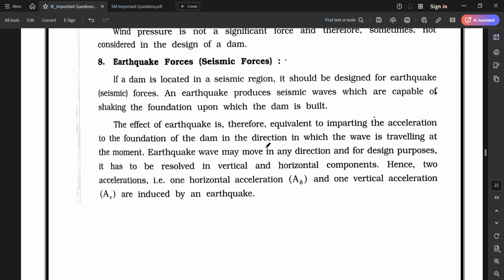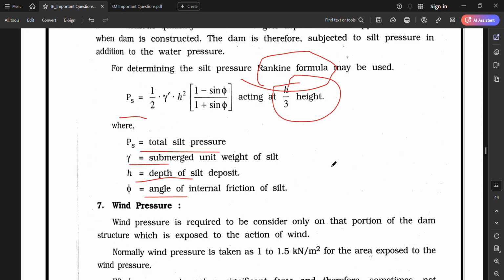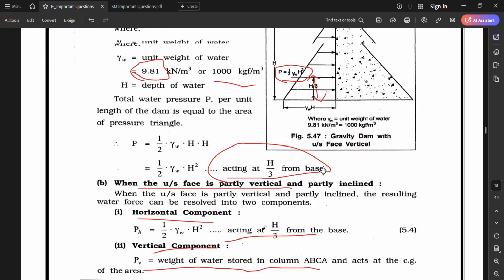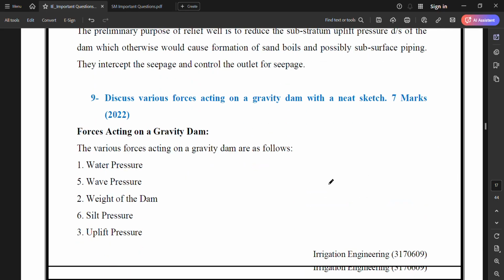We will go through more about earthquake forces and seismic forces in this topic. Okay, and so these are the forces that act upon a gravity dam. Okay, thank you.